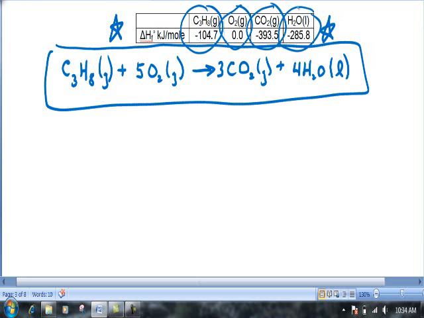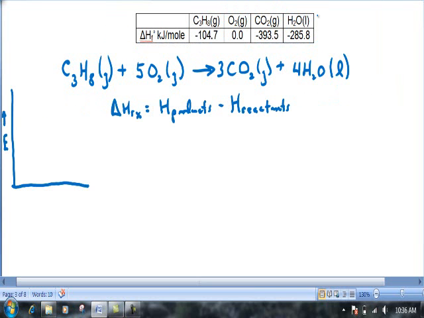We're using water in the liquid state because the calculation will be done for the physical state that things are in under standard conditions, which is 25 degrees Celsius and 1 atmosphere pressure. Under those conditions, water exists in the liquid state. To get our known value, we're going to use the enthalpy content of our products and subtract from it the enthalpy content of our reactants. We'll also put it into a graphical picture to help visualize what's taking place.